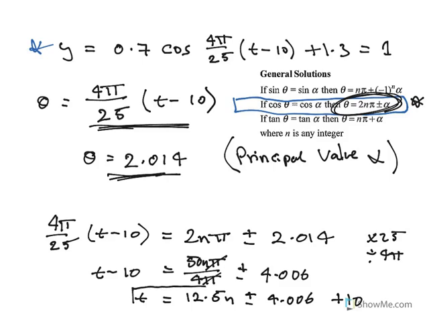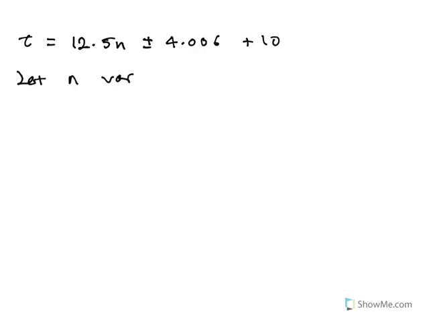To get all the solutions, I let n vary as far as I want to go, and the numbers just jump along the number line to get the values. Also, n can go negatively into the past as well. So that's our general solution. Put it in again: t equals 12.5n plus or minus 4.006 plus 10. So let n vary through integers.